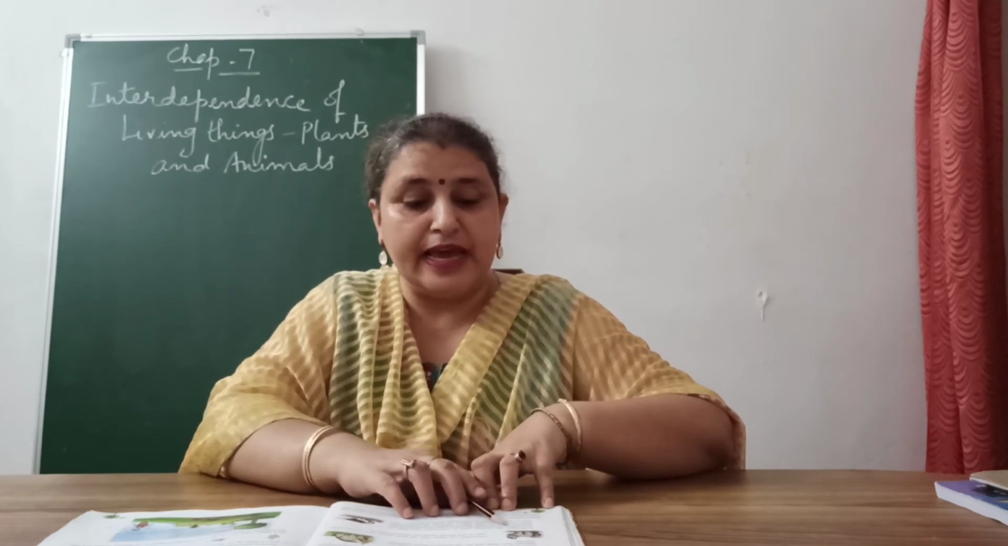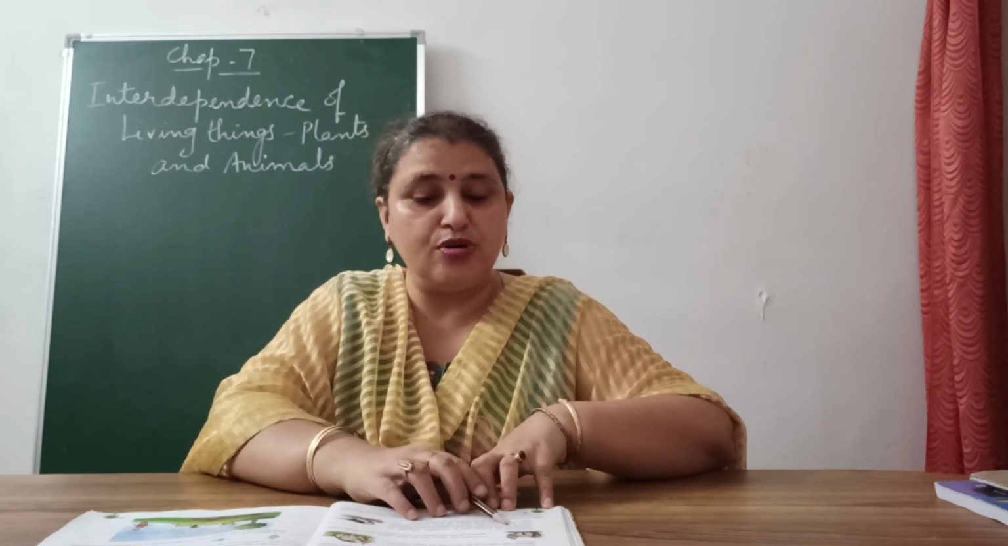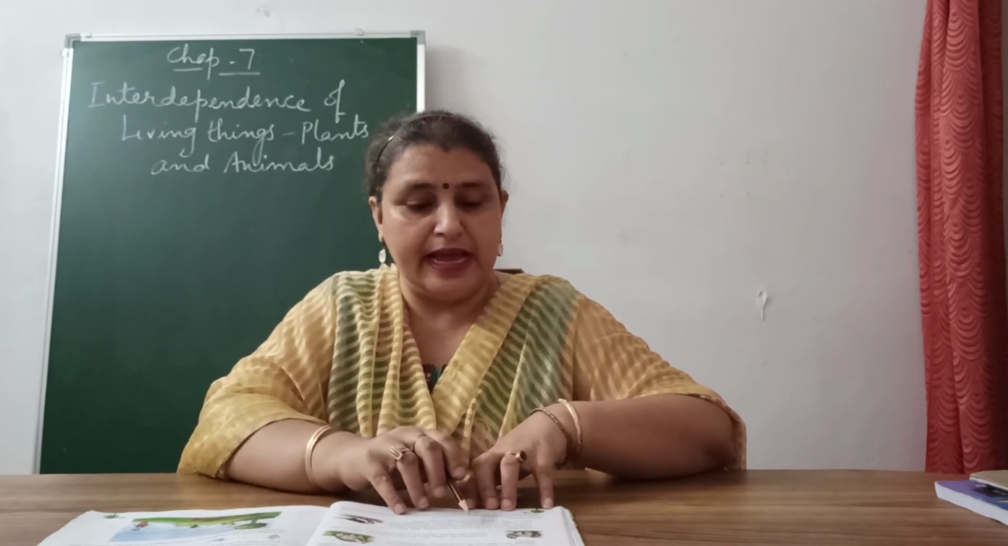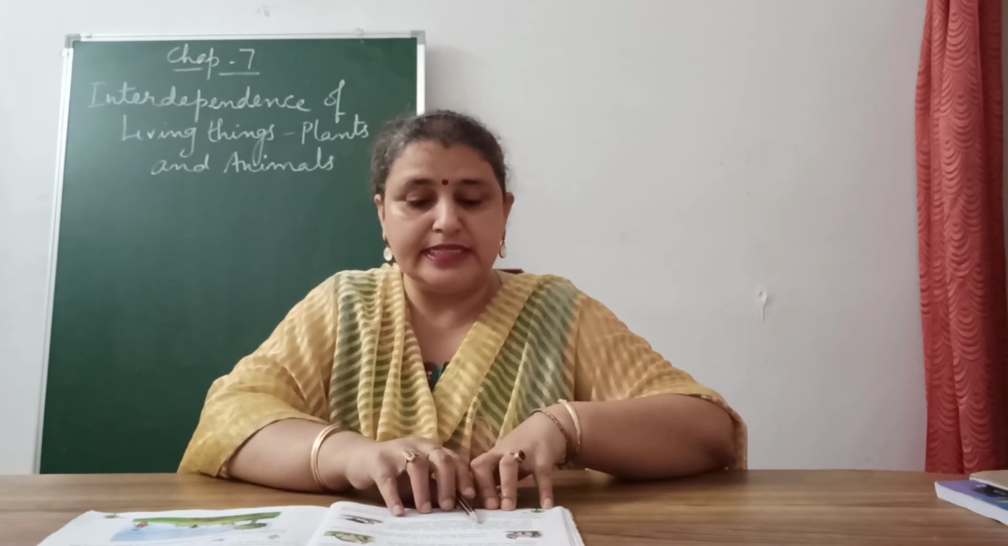The next category is your scavengers. Scavengers are another type of consumers who feed on dead plants and animals. As I said in the beginning of the chapter, they are called the cleaners of the society because they clean the dead bodies from the ground. So they eat only the dead plants and animals. By eating away the dead plants and animals, the scavengers help in keeping the environment clean.